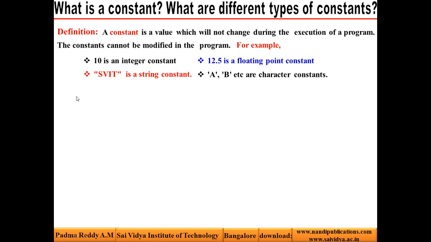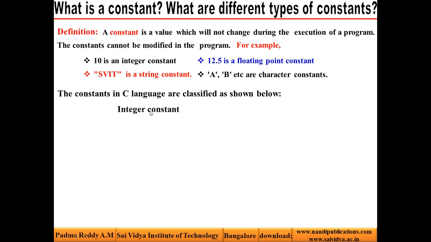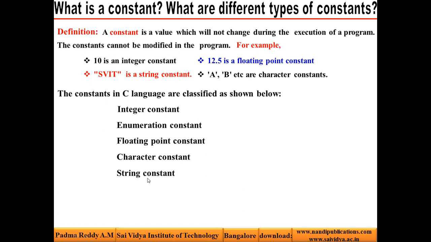Now let us see the various constants which are available in C language. The first one is integer constant. Second one is enumerated constant. Third one is floating point constant. Fourth one is character constant. And the fifth one is string constant. So the constants in C language are classified into 5 categories: integer constant, enumeration constant, floating point constant, character constant, and string constant.